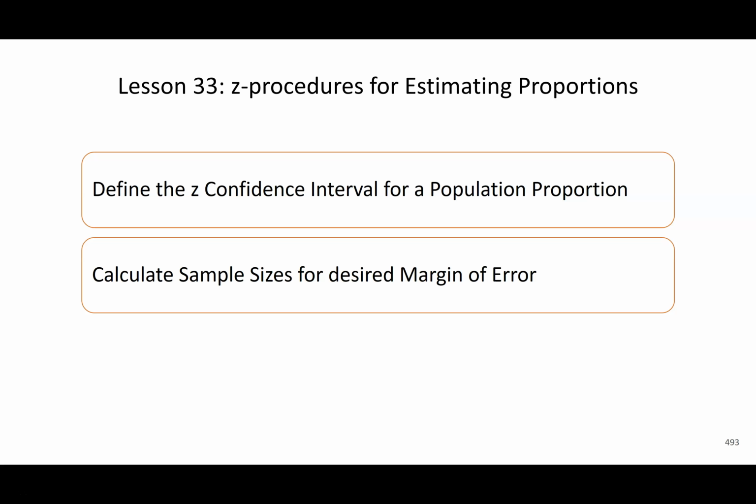So that's it for lesson 32. Join us for 33, where we're going to go ahead and build a confidence interval.